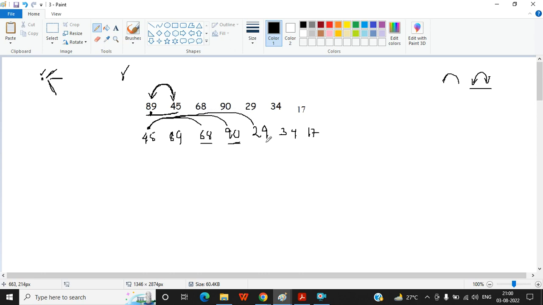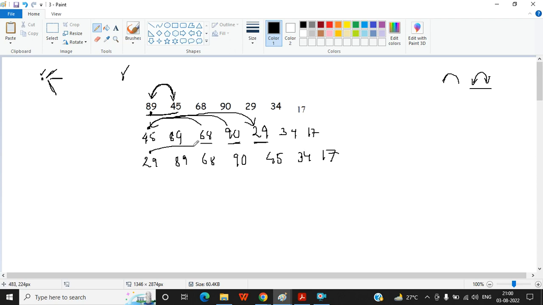This one is your 29. 45 is greater than 29, so the latter is smaller and there will be an interchange. So just do it: 29, then 89, 68, 90, 45, 34, 17. Now you hold that place.